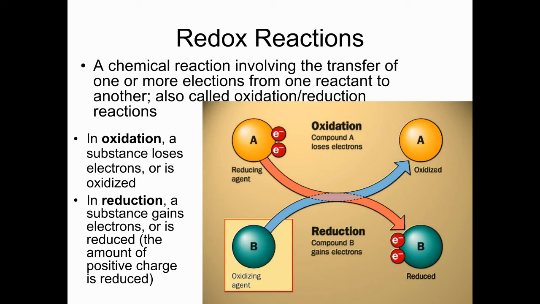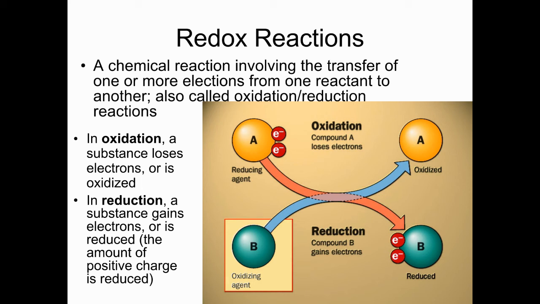When I gain electrons, what happens to my charge? It goes down, right? Because electrons are negative. If I gain negative electrons, my charge goes down. So therefore, I am being reduced. My charge is going down. So that's what I think about. I think about reduction as gaining electrons, going down.